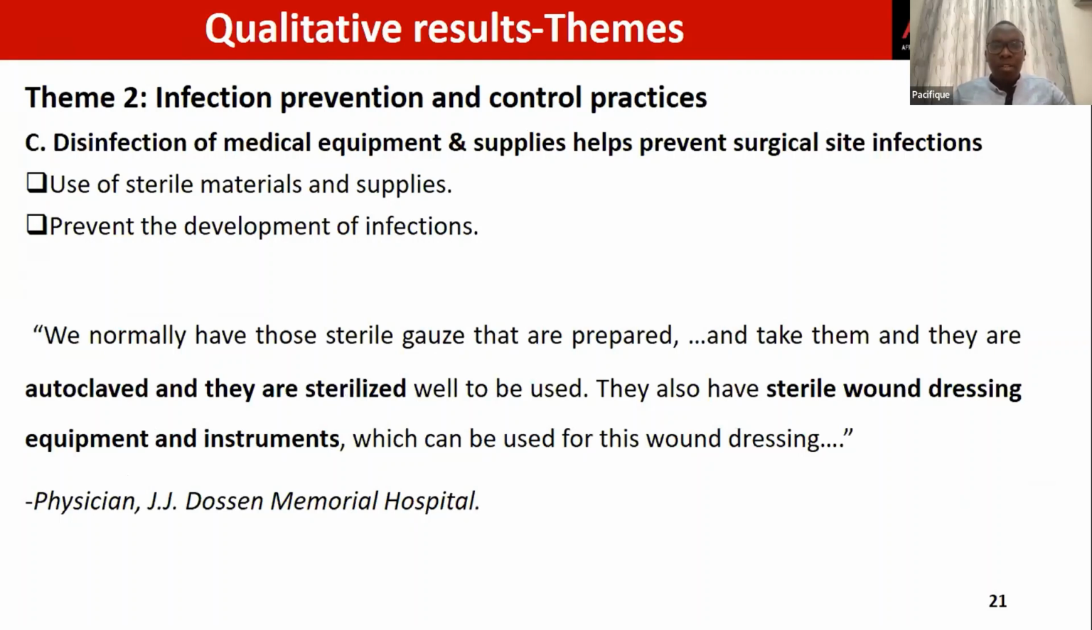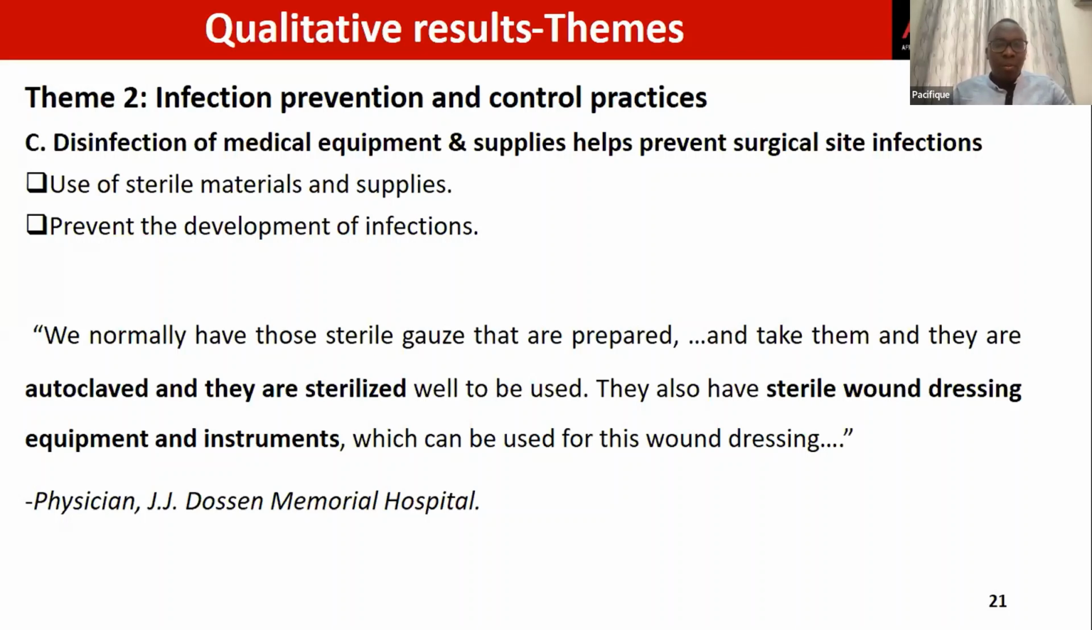Speaking of infection prevention and control mechanisms, they were also talking about disinfection of medical equipment and supplies. And they really understand the role of that procedure in preventing surgical site infections. And we know that in most cases, they are not able to really do it well, either because of equipment for sterilization, but also issues such as financial constraints, where they would have materials that have been used for many years.